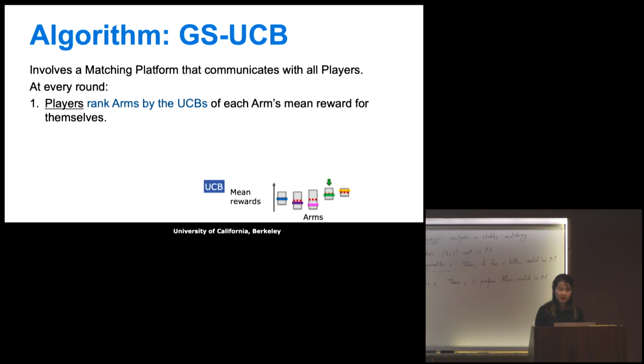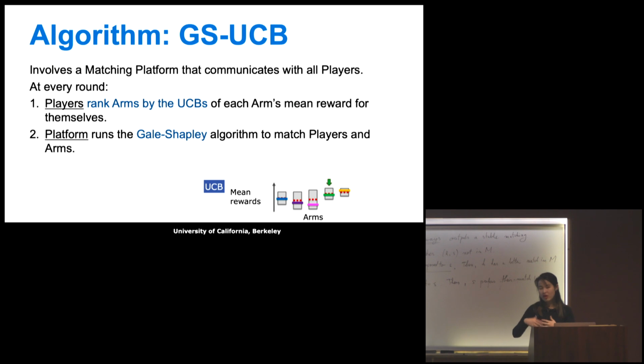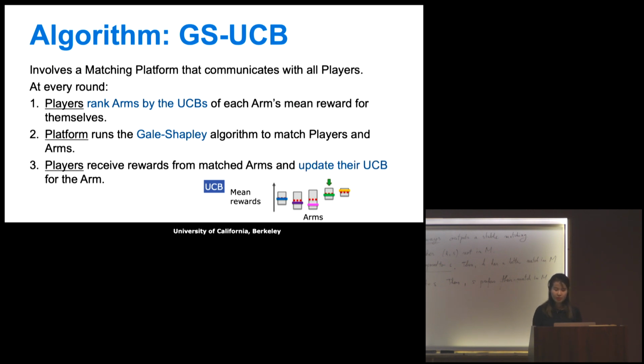At every round, the players will rank all their arms by the upper confidence bounds of each arm's mean reward for themselves. So we all look at our own rewards that we have achieved so far, for the arms that we have pulled, and then make UCBs and rank the arms by UCBs. Then we submit those rankings to the platform. The platform now runs Gale-Shapley using the UCB preferences for the players and the known preferences for the arms, right? And now the players will receive rewards from the matched arms and update their UCBs accordingly. So this is a rather natural combination of two algorithms you have learned and know very well.